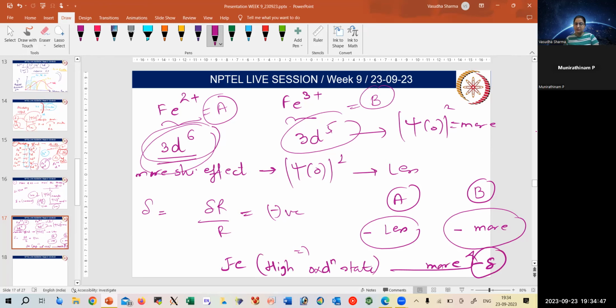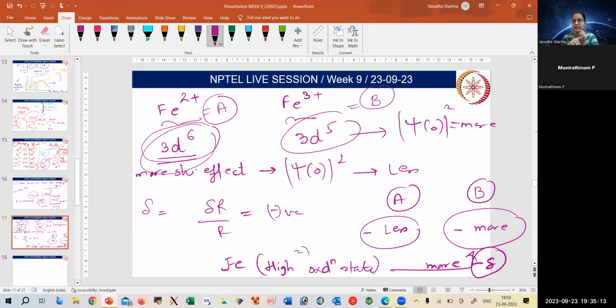Now is it clear? Do not get confused. Firstly, we do not have to memorize anything. This general statement I'm making is from when we have looked into many examples. So firstly, you have to see the oxidation state, and from there you calculate the number of d electrons. If your d electrons are more, that will shield your s electron density.